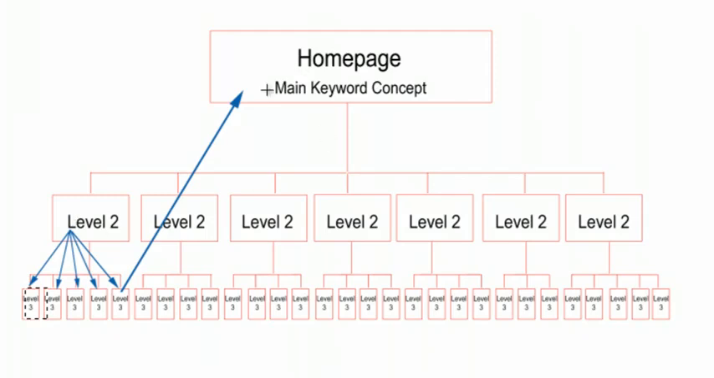Okay, so this is the structure of it. Your home page links to your level 2 pages, your level 2 pages link to your home page and to your level 3 pages, and your level 3 pages need to link back to your level 2 pages and back to your home page. Okay, this is really important. Each level 3 page needs to be a subcategory of that level 2 page.